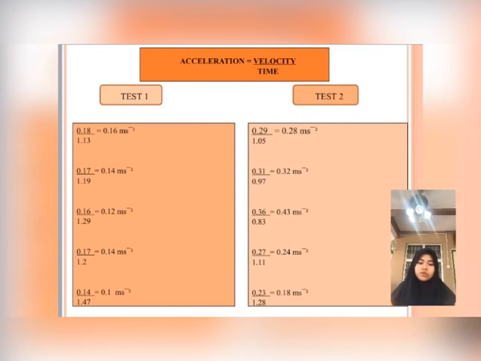For test 2, acceleration, 0.29 divide 1.05 equal 0.28. 0.31 divide 0.97, the equal is 0.32. 0.36 divide 0.83, the equal is 0.43. 0.27 divide 1.11, the equal is 0.24. And lastly, 0.23 divide 1.28, the equal is 0.18.